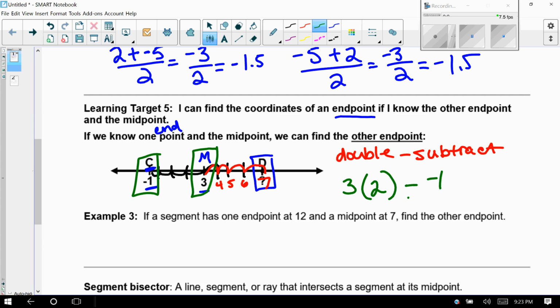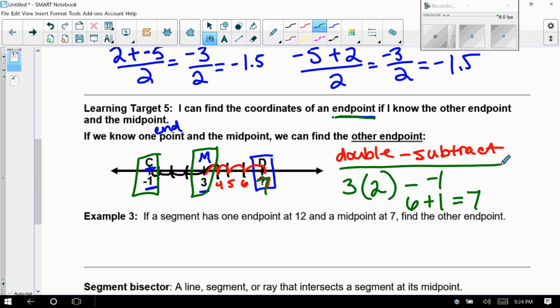3 times 2 is 6, minus a negative. You need to put that in your calculator. You need to know that that is a plus, and then 1. 6 plus 1 is 7. Okay, so that gives us our 7 also. So that's a different way we can figure that out. This is the way we're going to use, especially when we have an ordered pair, an x and a y value. Okay, so remember, to find an endpoint, we're going to use double, double, subtract.